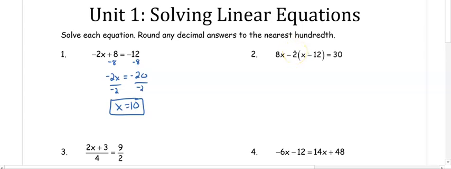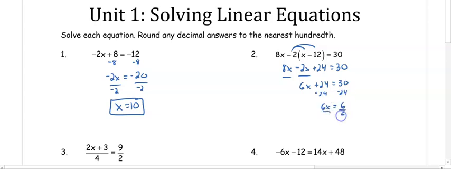In number 2, we have parentheses. So we have 8x minus 2 times parentheses x minus 12 equals 30. So we are going to distribute the negative 2. We get 8x minus 2x plus 24 equals 30. We can combine the x's, so we get 6x plus 24 is equal to 30. We can subtract 24 from both sides. 6x equals 6. When we divide, x equals 1.